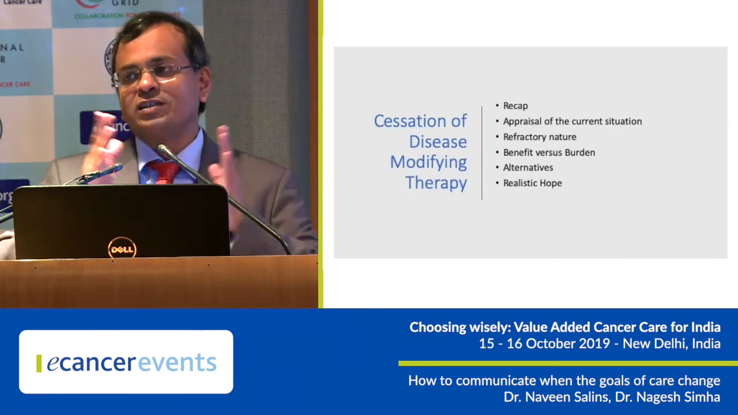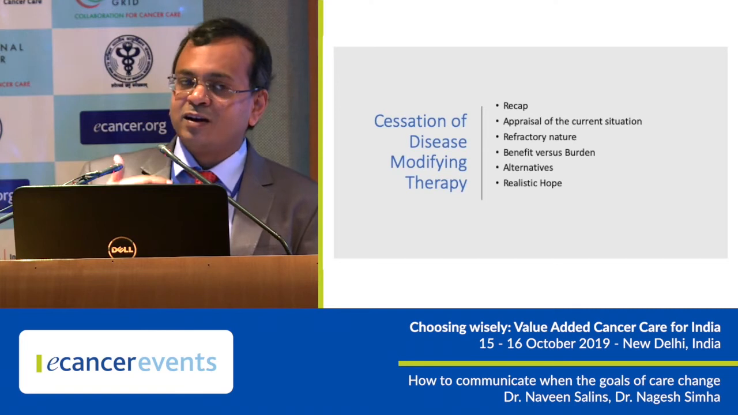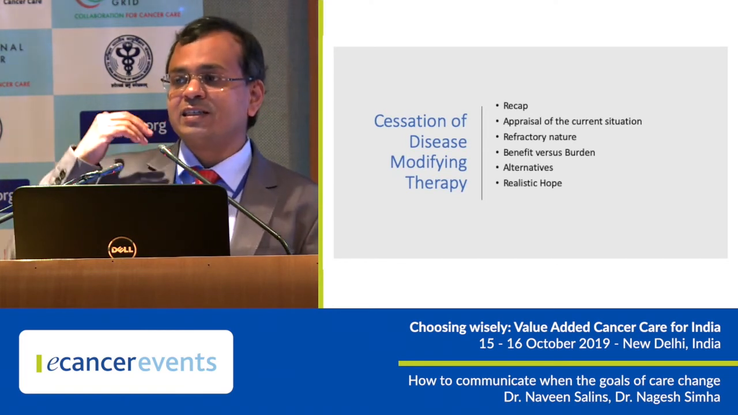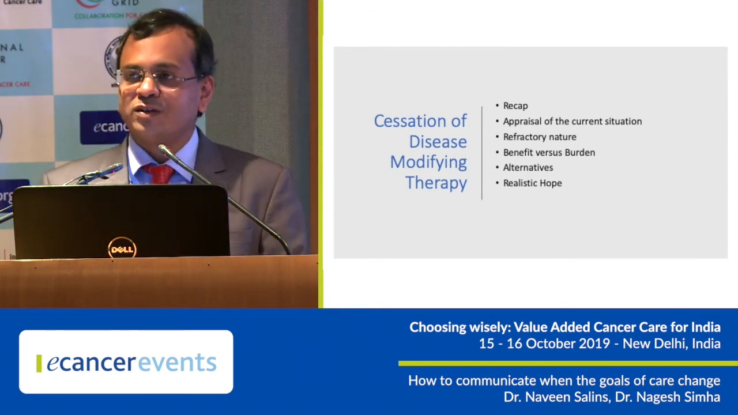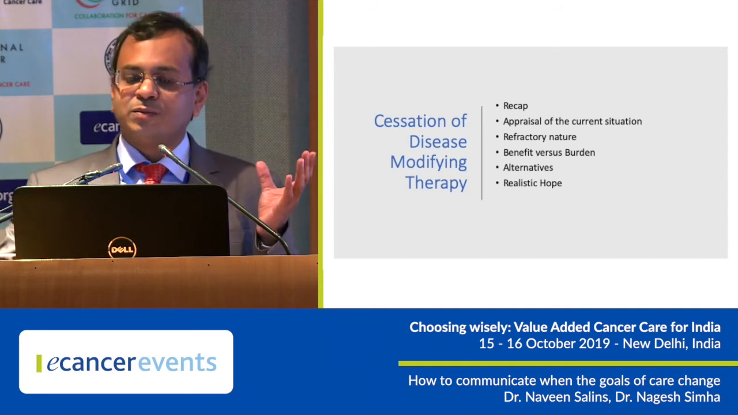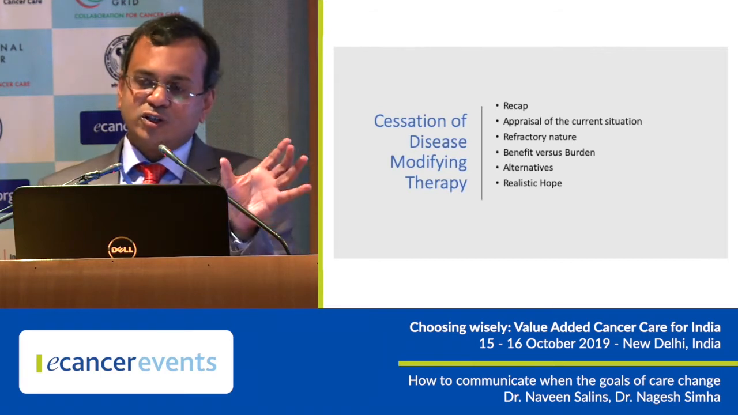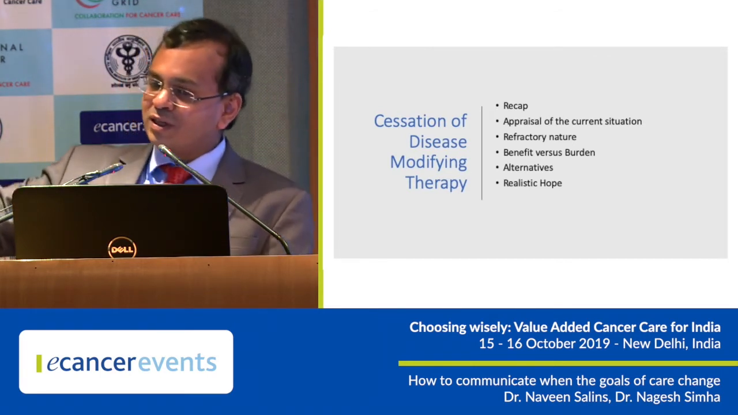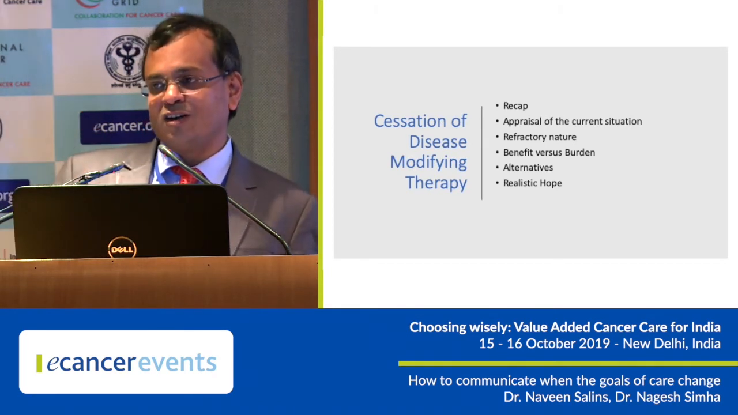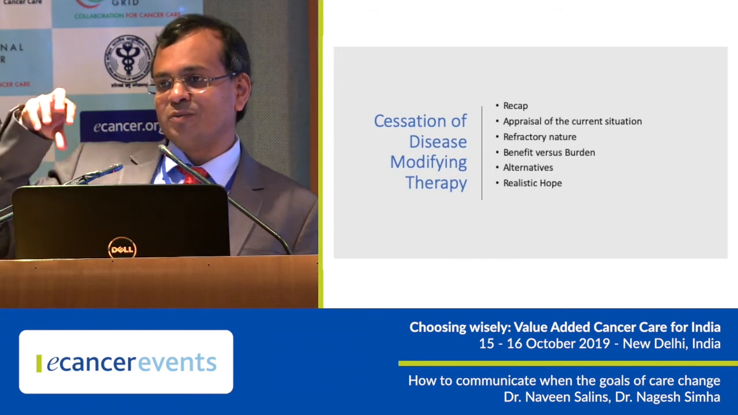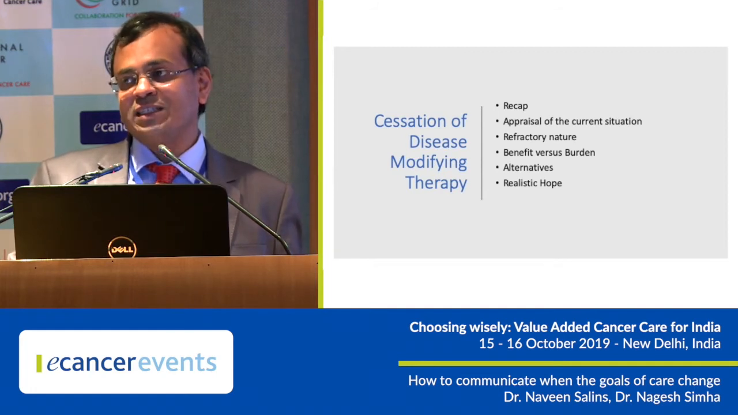Always we start with a recap, talking about what all has happened. Appraisal, what is happening currently. Discussing the refractory nature of illness and why we are having this meeting now. Discussing the benefit versus the burden, and not stopping there and telling, yes, cure is not possible, control is not possible, but comfort is possible. Always offering alternatives, providing realistic information and realistic hope. So the first step is talking about cessation of disease modifying treatment.